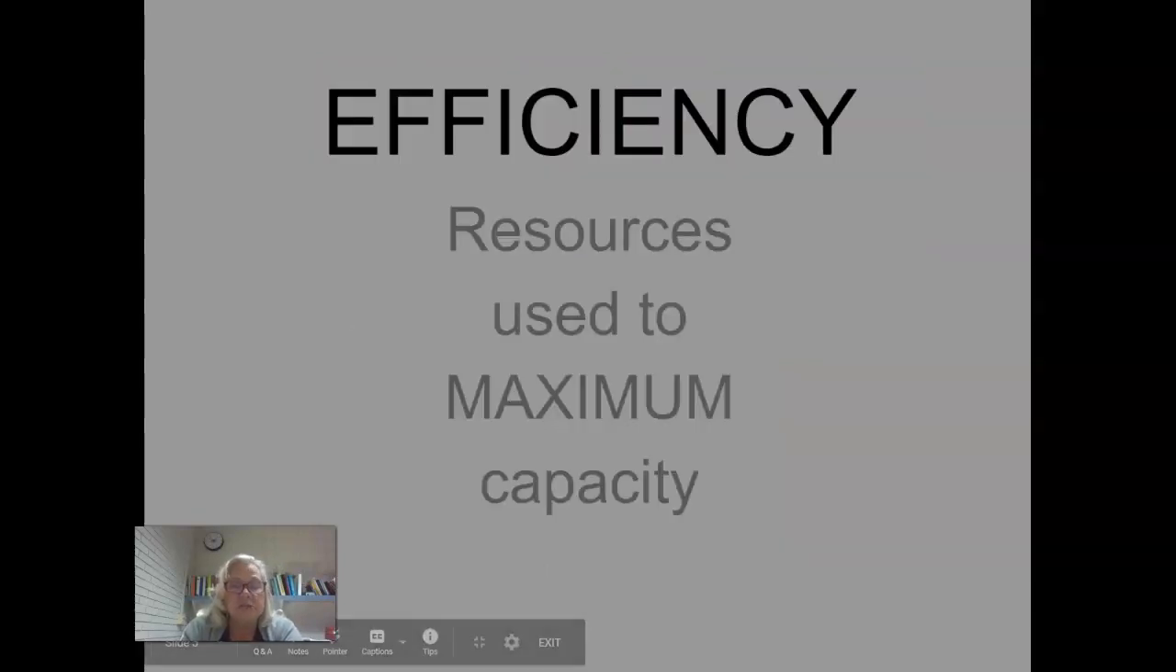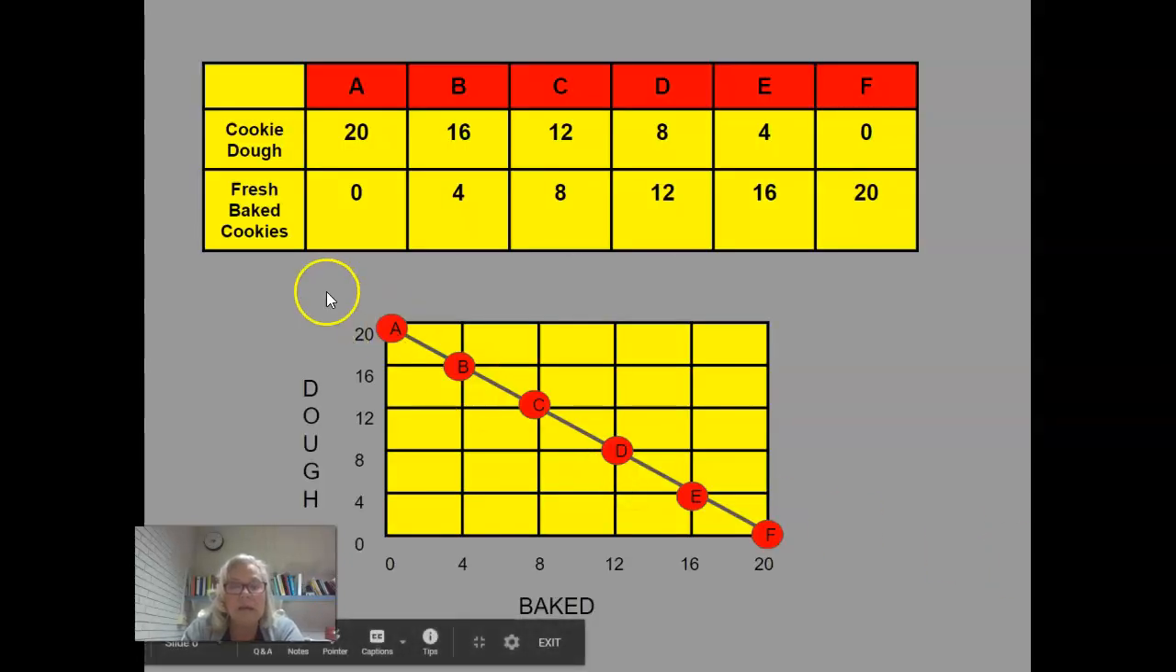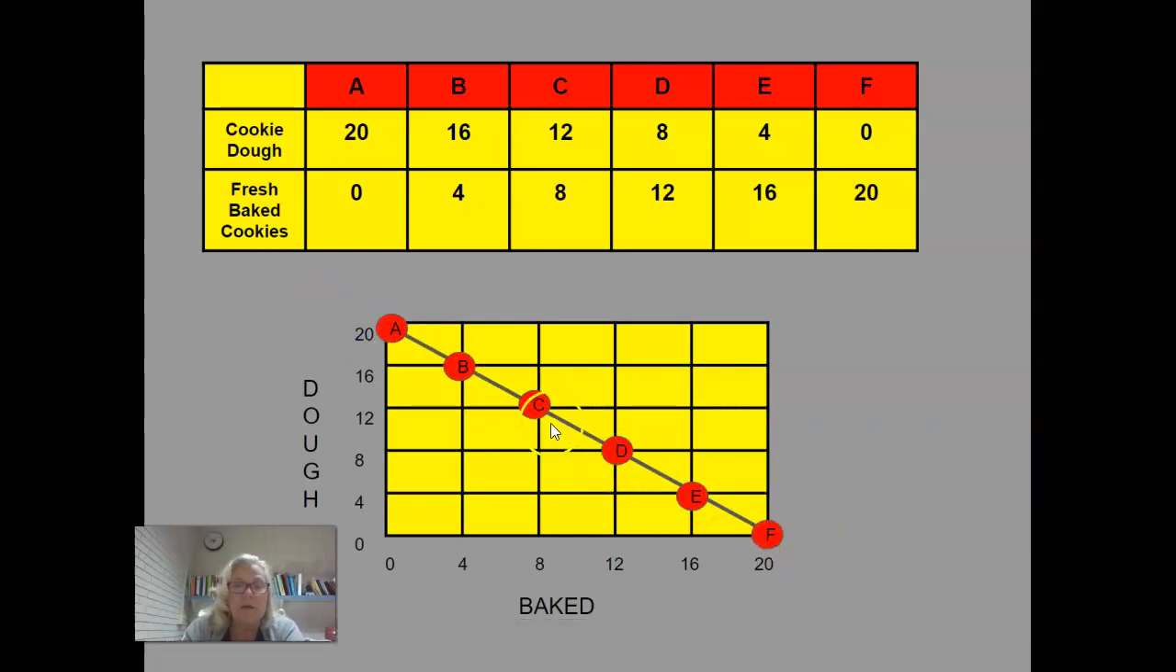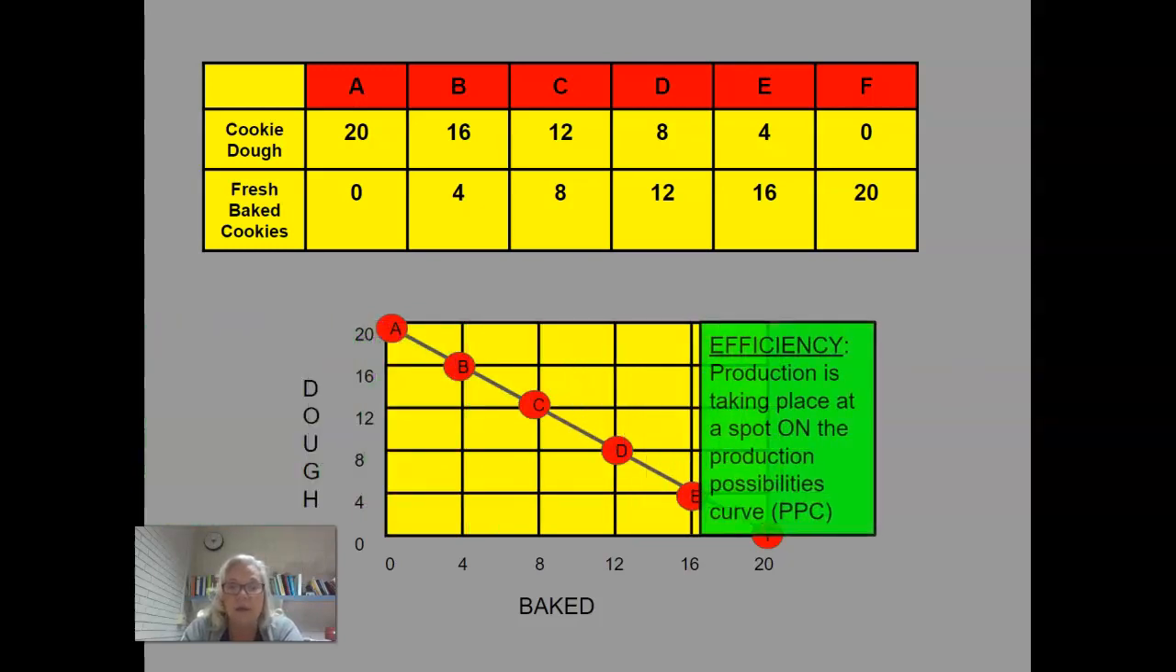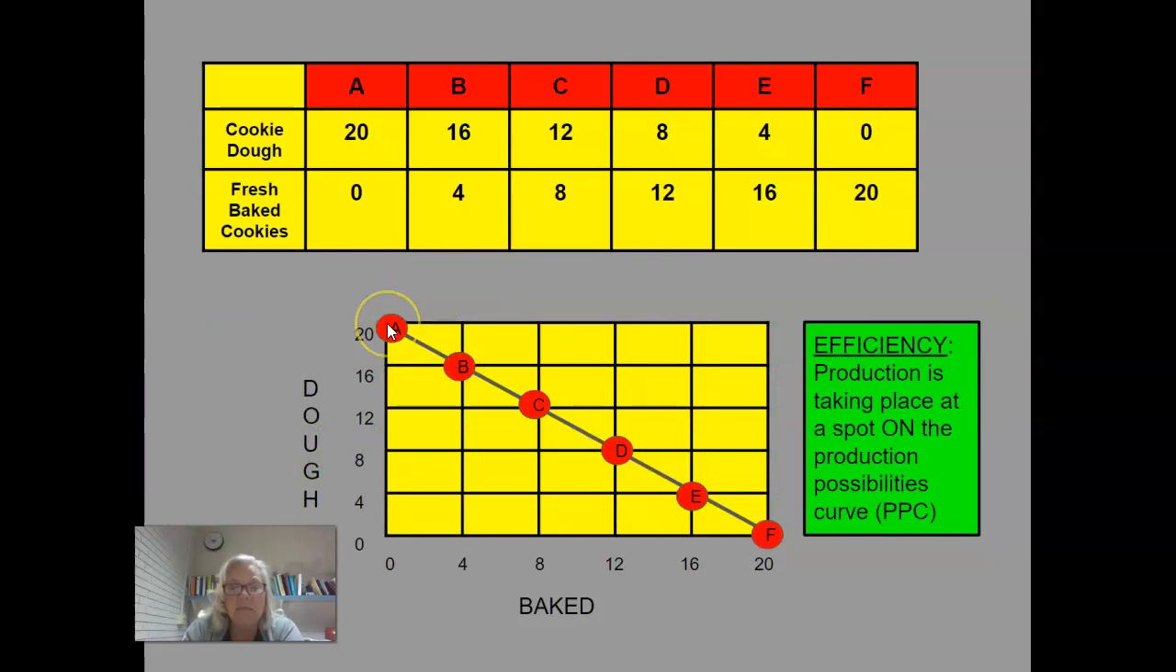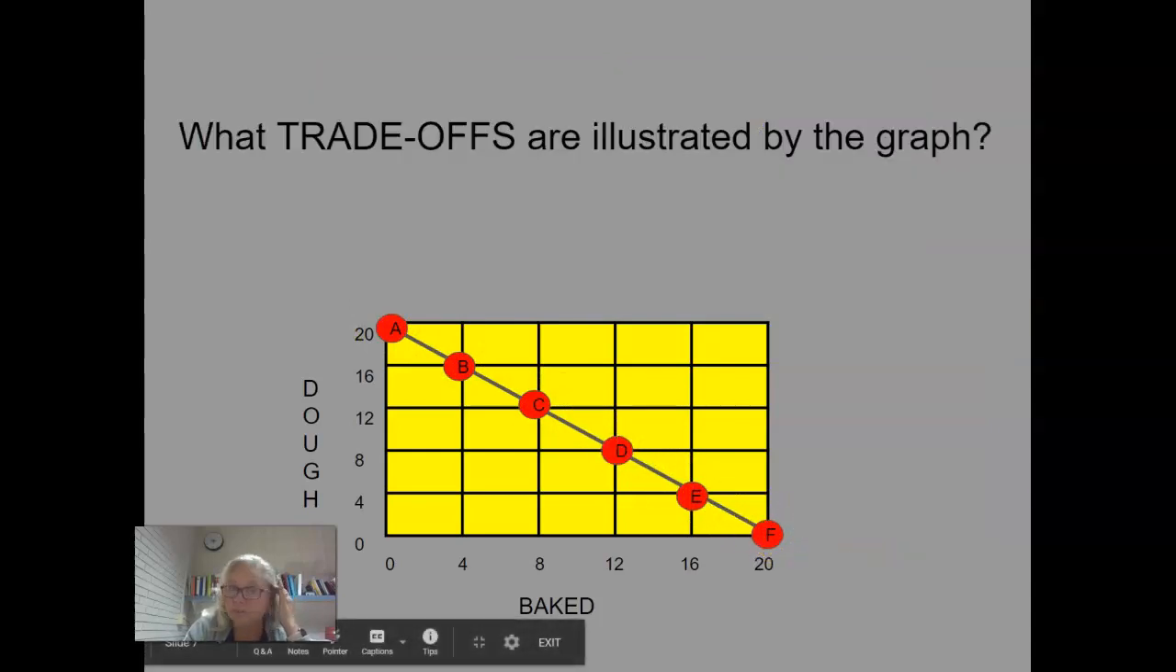So, efficiency. This is when our resources are used to the maximum. So let's talk about what that looks like on the PPF. It is when you are following this line. So if you are making 8 cookies and you have 12 units of cookie dough, that is thought to be an efficient production of cookie dough. So anytime production is taking place at a spot on the production possibilities curve, it is efficient.